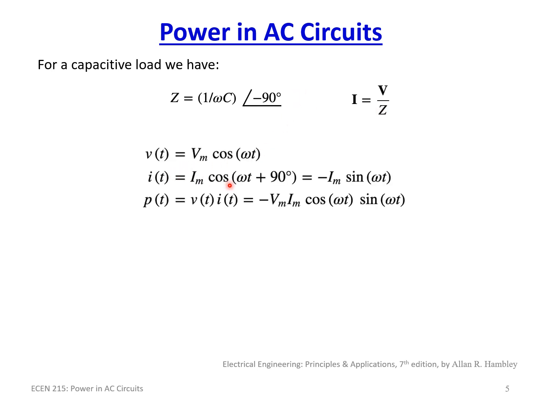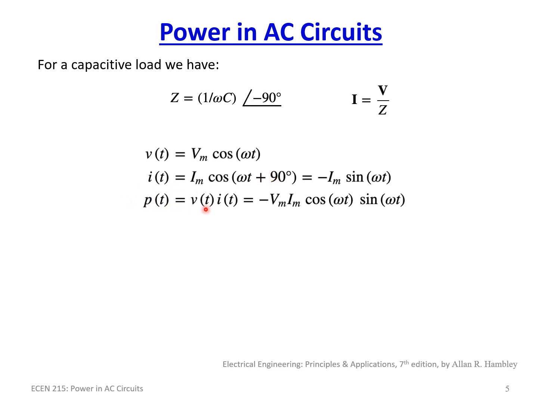Again, same process now. Instead of subtracting 90 degrees, we're adding 90 degrees, and we just end up with minus Im sine omega t. So effectively, everything that we just looked up for the inductor is now for the capacitor, just inverted, because now we have minus Im sine omega t. Because sine is omega t minus 90 degrees, now we're adding 90 degrees, so effectively you took a sine and shifted it by 180 degrees, which is negative sine.